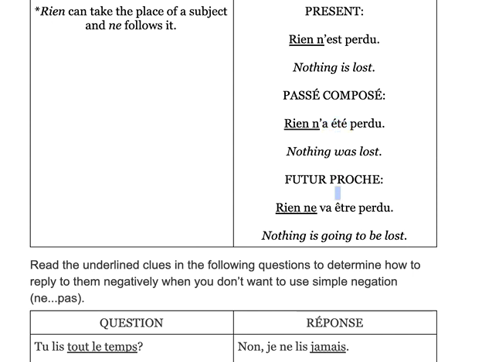D'accord? Okay. Futur proche. Rien ne va être perdu. So nothing is going to be lost. And here we see our verb être in the infinitive form, right? Because that's futur proche. We're using aller plus infinitive in the futur proche. So nothing is going to be lost.